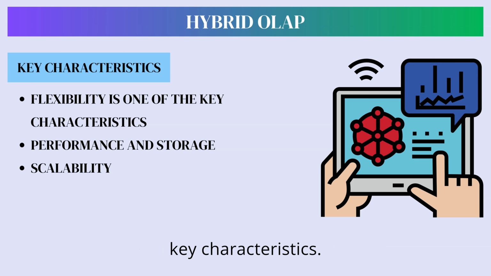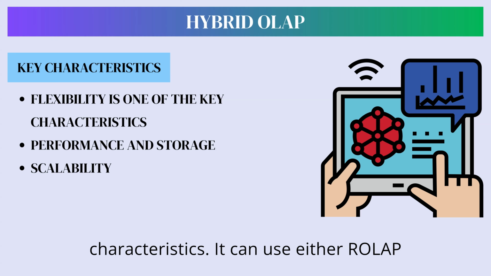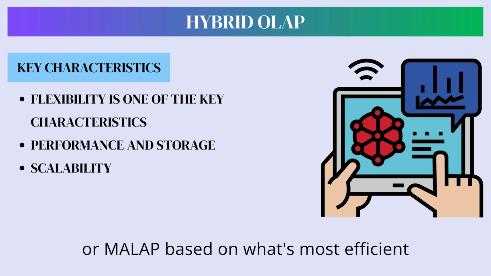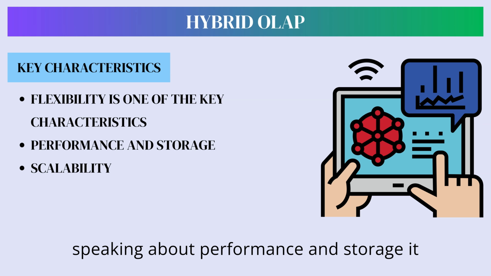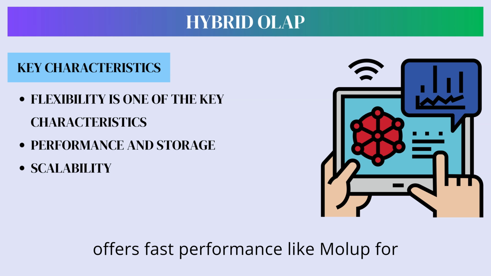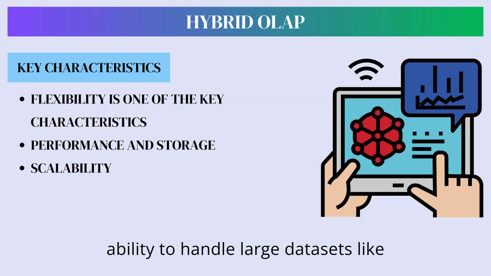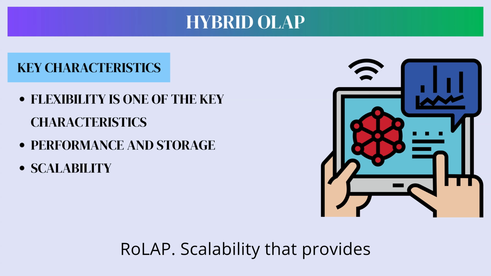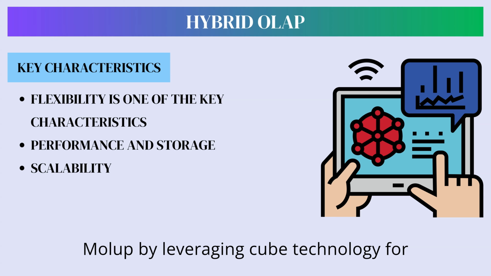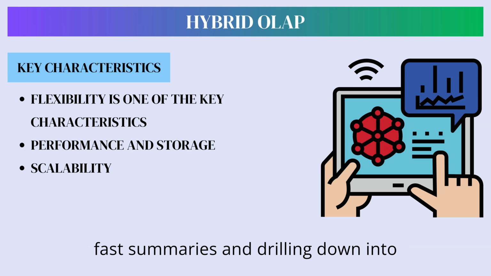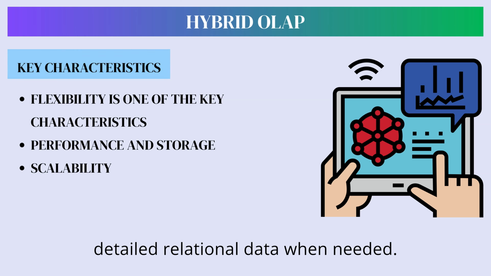Let's discuss some of its key characteristics. Flexibility is one of the key characteristics. It can use either rollup or mollup based on what's most efficient for the specific analysis. While speaking about performance and storage, it offers fast performance like mollup for summary data while maintaining the ability to handle large datasets like rollup. Scalability provides the scalability of rollup and the speed of mollup by leveraging cube technology for fast summaries and drilling down into detailed relational data when needed.